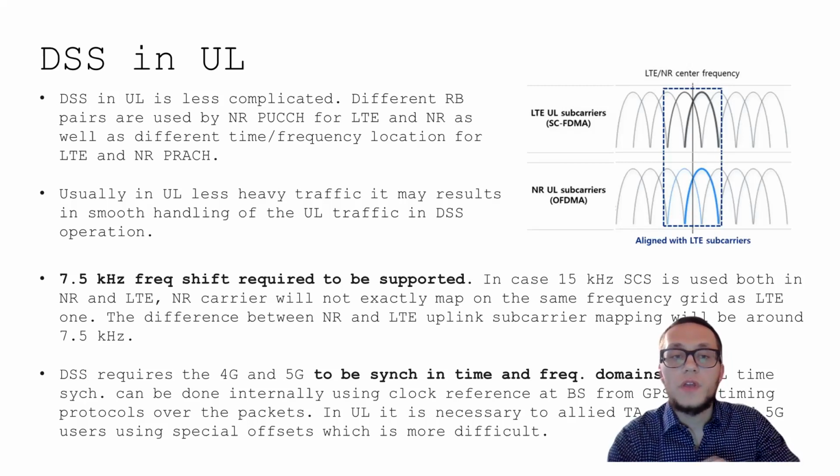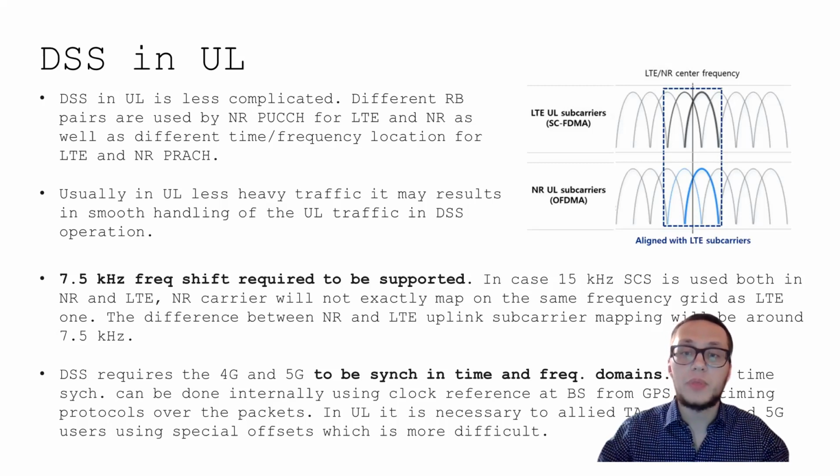Of course, one important thing is that user equipment should be able to support the 7.5 kHz frequency shift. This is because LTE uses single carrier frequency division multiple access in uplink, and 5G uses OFDMA, and because of that difference it also has a difference on the frequency raster, and user equipment should align 5G and 4G signals in order to successfully operate in uplink.